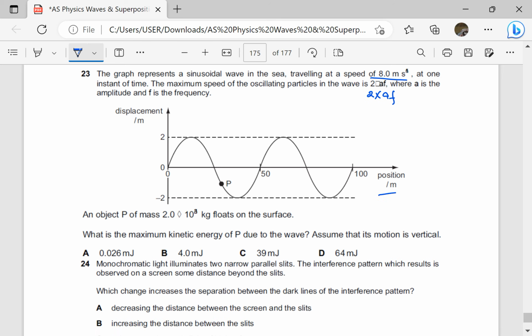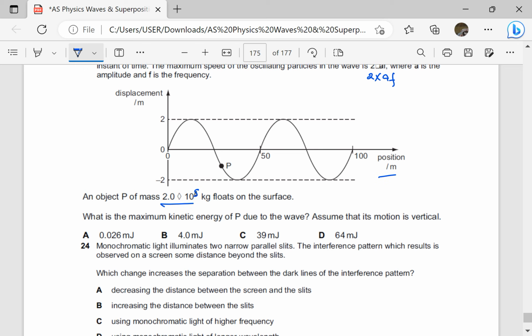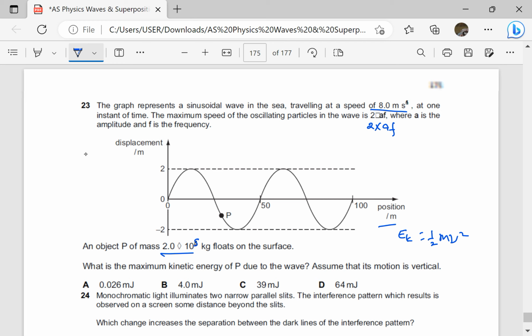An object P of mass 2 times 10 power 5 kilograms floats on the surface. I hope it is power 5. What is the maximum kinetic energy of P due to the wave? Assume that its motion is vertical. So of course, kinetic energy is going to be a half mv squared. They say the maximum speed of the oscillating particle in the wave is 2 times AF, where A is the amplitude. So speed v is going to be 2 times the amplitude, which is 2, times frequency.